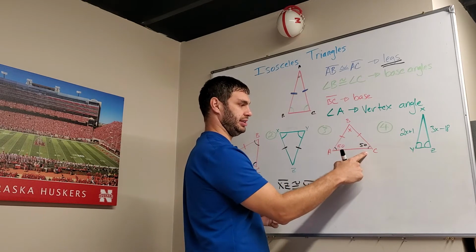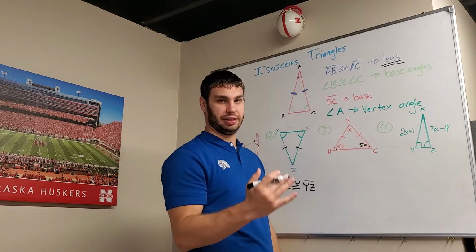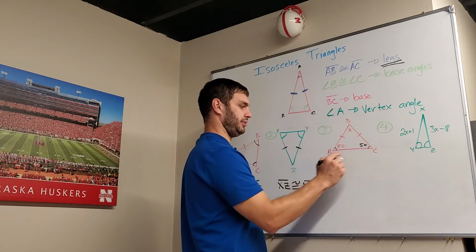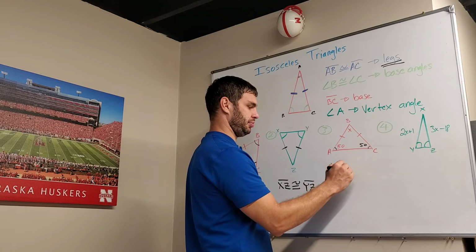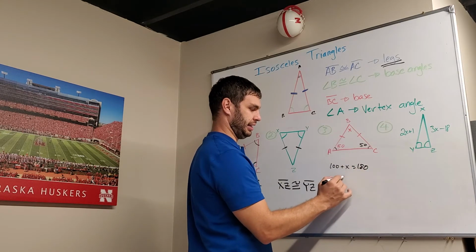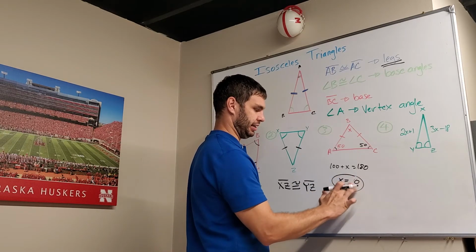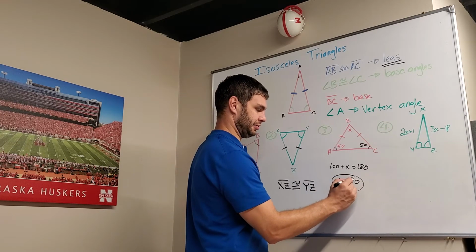So 50 and 50, but it doesn't give us X yet, but we do have to remember that all the angles add up to be 180. So right now we have 50 plus 50 is 100. So 100 plus X is 180, and that would be X equals 80. It's a bad 8. X equals 80.